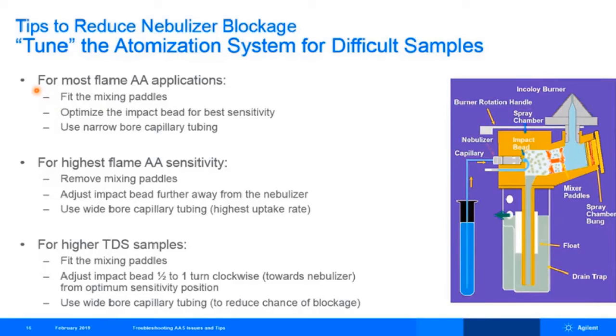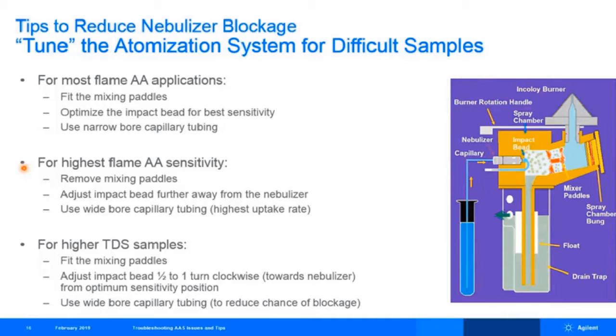So in terms of the settings that we work with in flame atomic absorption, for most flame atomic absorption applications, we want the mixing paddles to be fitted inside the spray chamber, as you see here in the schematic diagram. We then optimize our impact bead position so that we're getting that best combination of sensitivity and precision. And we work with the standard narrow bore capillary tubing. That works well with most applications.